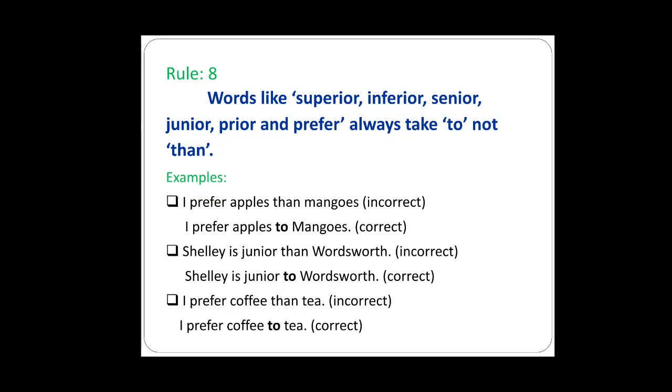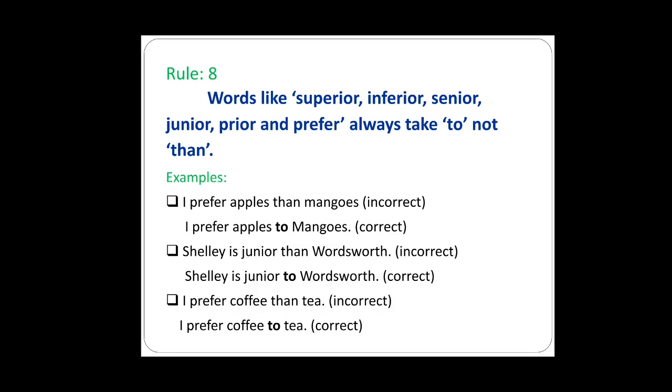Rule number 9. Words like superior, inferior, senior, junior, prior and prefer always take to, not than. Examples, I prefer apples than mangoes. This is incorrect sentence. Correct sentence is I prefer apples to mangoes. Shelley is junior than Wordsworth. This is wrong sentence. Shelley is junior to Wordsworth. This is correct sentence.